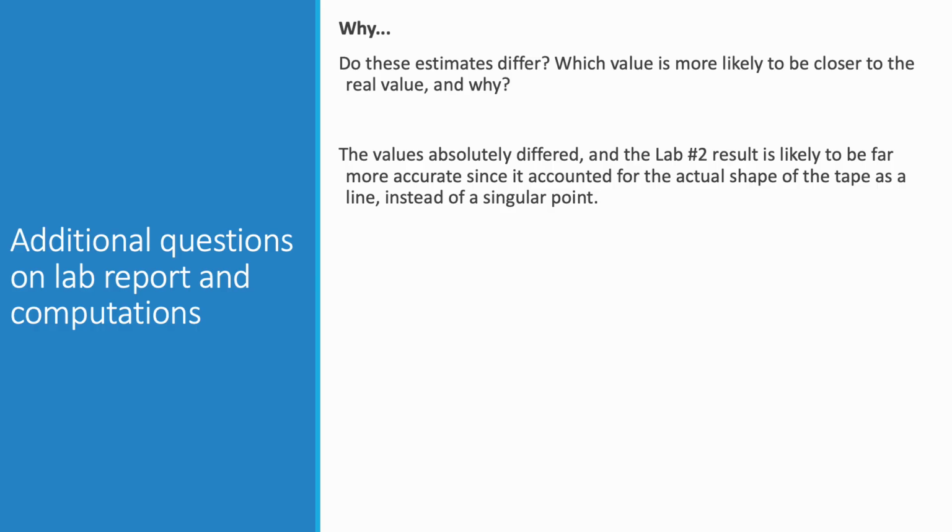And then secondly, why do these estimates vary, and which one is more likely to be closer to the real value? I said these values absolutely differed, but the Lab 2 result was likely to be more accurate since it accounted for the actual shape of the tape as a line and not as a point, because that's completely unrealistic. It's not just a single charge, it's an actual line of tape.